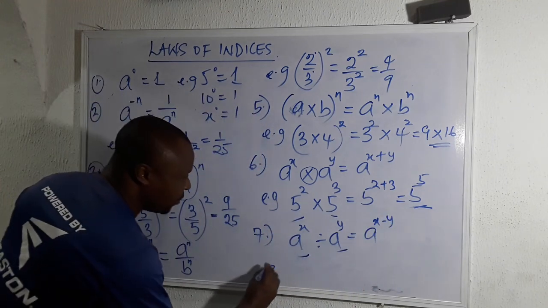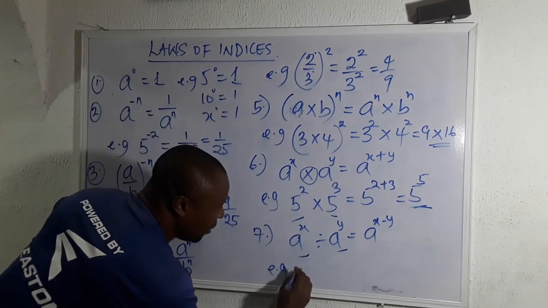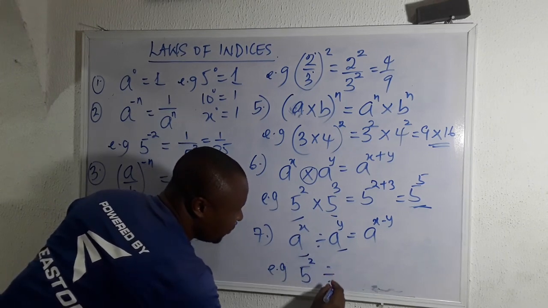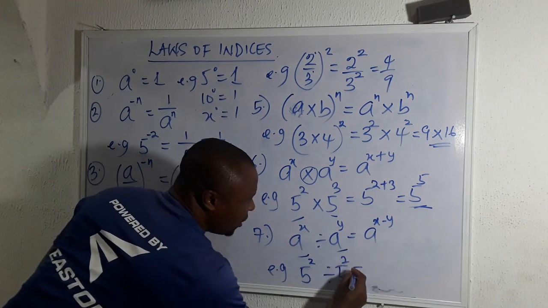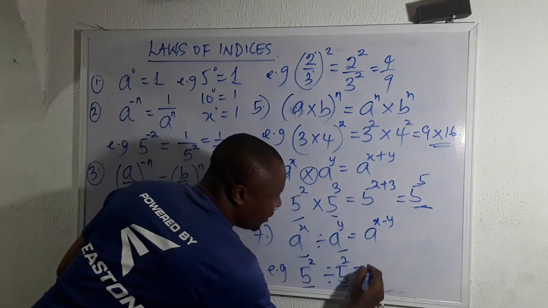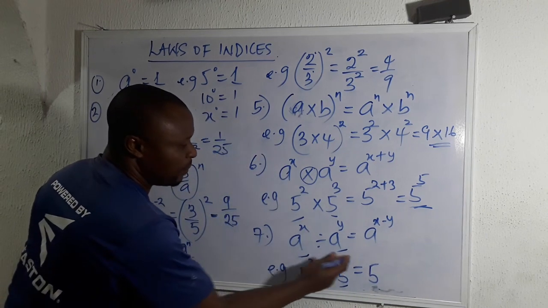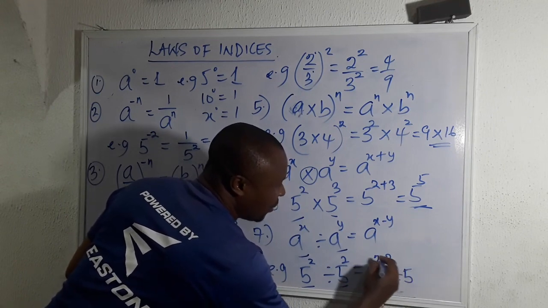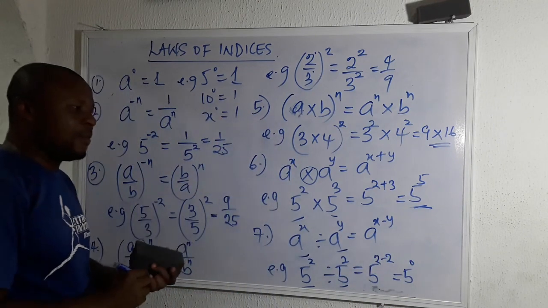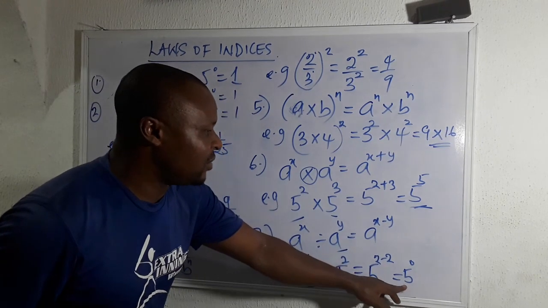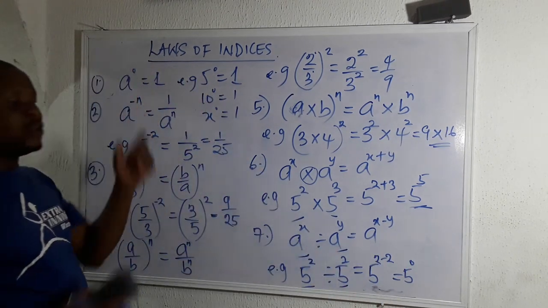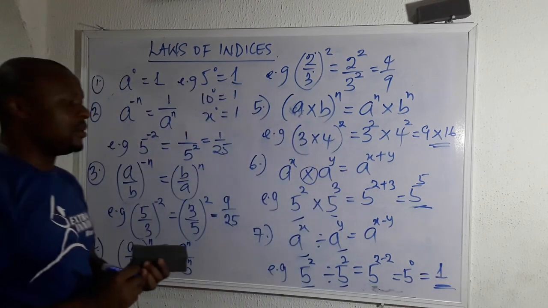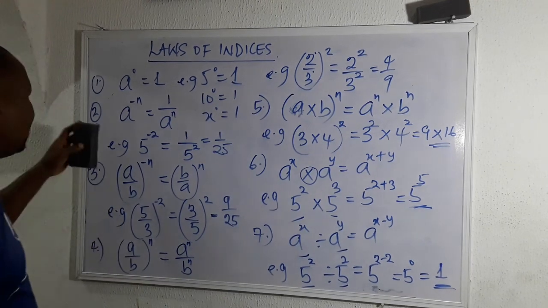Now let me give you an example. An example would be that you have, for example, 5 raised to power 2 divided by 5 raised to power 2. Now these bases are what? The same. You take one, that is 5. Now what do we do to the powers? To subtract the powers. So that will be 2 minus 2. So that will be 5 raised to power 2 minus 2, which is what? 0. Now remember, there is a law that says what? Anything raised to power 0 is what? 1. So 5 raised to power 0 will be equal to 1. That is the answer.